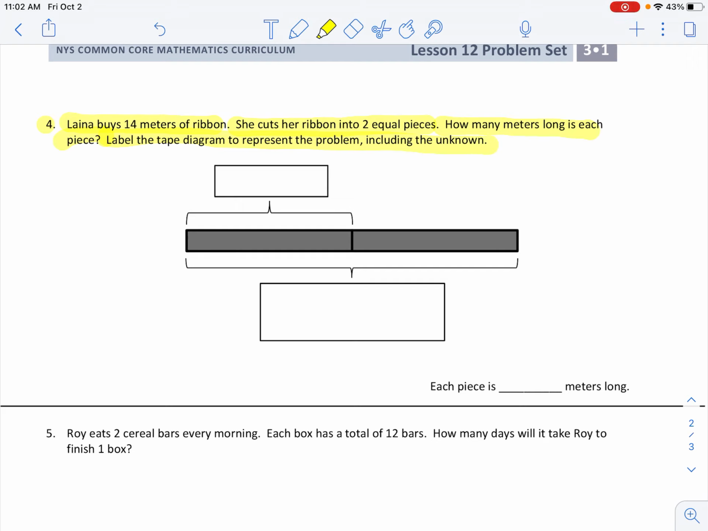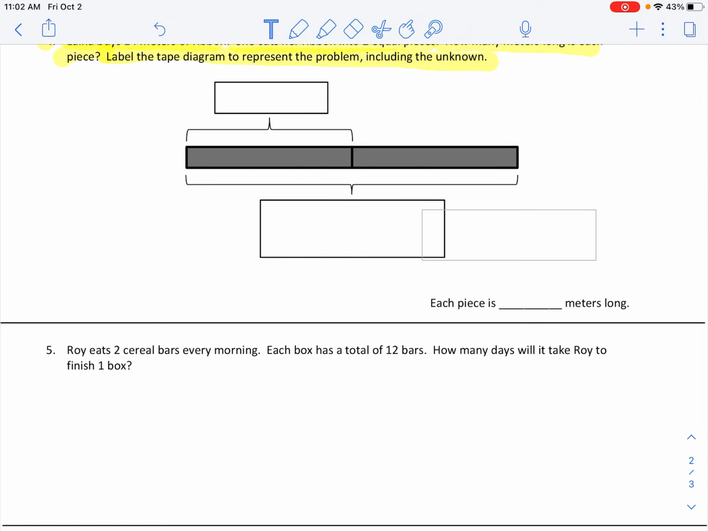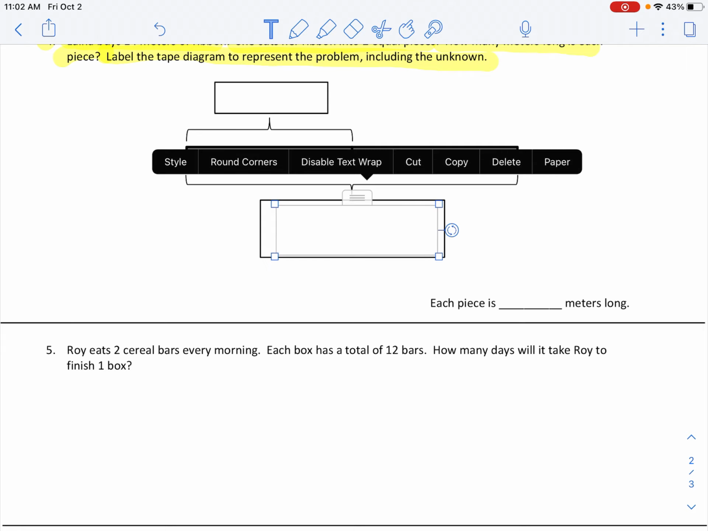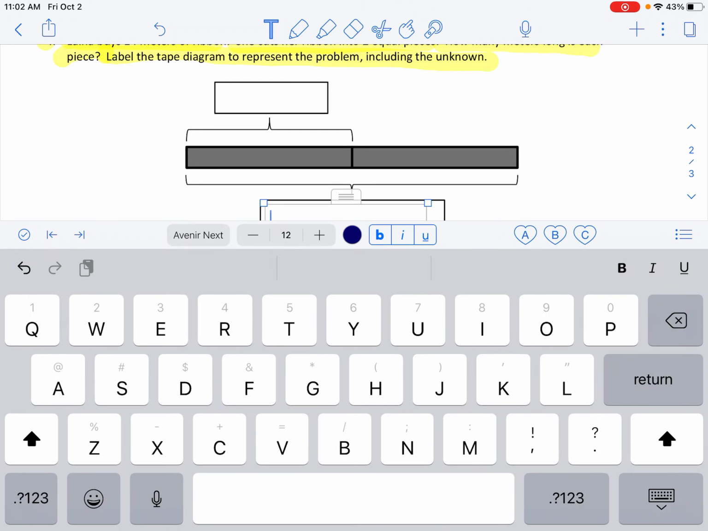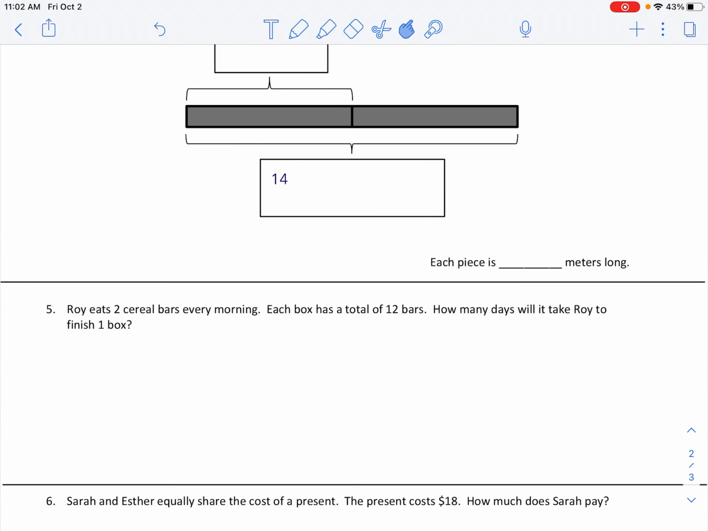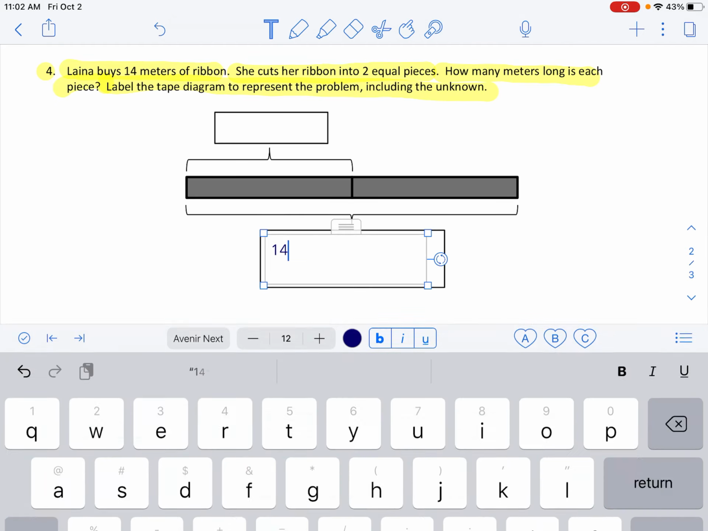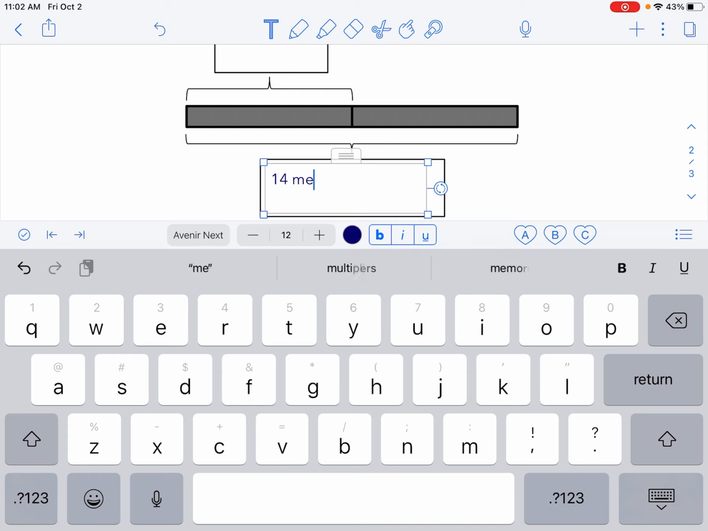So let's think about what we already know. How long is Lena's ribbon total? I'm going to put a text box in here because it's going to be easier for me to type this than it is to try to write it with my finger in this box. So I'm going to put it in here and move it right inside here. So the total thing that I know, that's what goes on the bottom of the tape diagram, I know that Lena has 14, is it inches? Oops. 14 meters. Couldn't remember my label. 14 meters of ribbon.